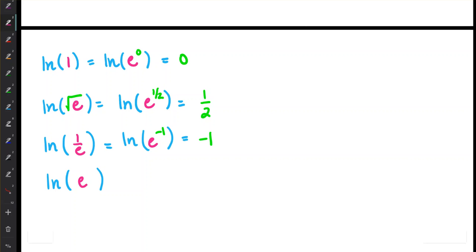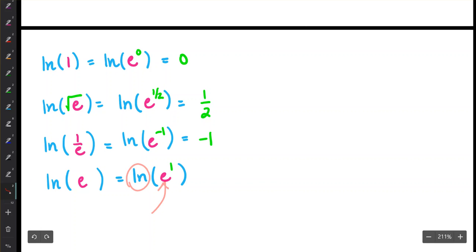You know, what's the ln of e for an example? It's just 1. Why? Because e is e to the 1. I'm gobbling up a perfect power of my base, a perfect power of e, and I'm spitting out the exponent.